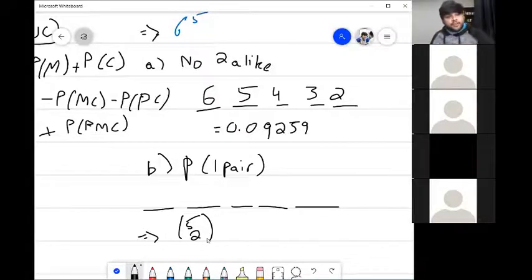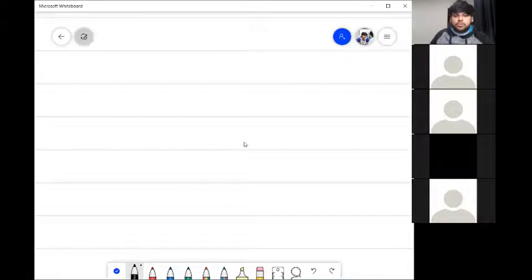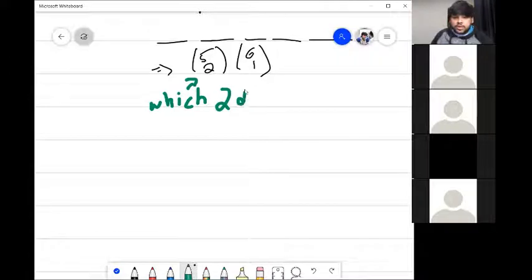Okay, I have clarified 5C2, that first I need to clarify which two dice it is. The next thing I have to figure out is what the value will be. Like if those two dice have the same value, what will the value be? And because it could be any of those six values, it could be 6C1. So 5C2 basically tells me which two dice, and 6C1 tells me what number.